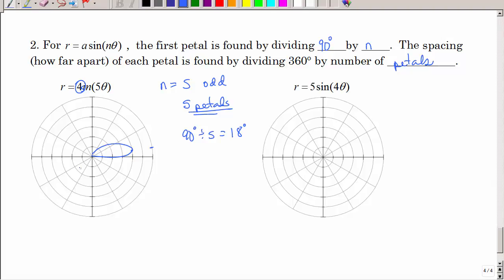Now, what's the spacing? We're going to take 360 and divide by 5. That's still the number of petals. 72. Okay, so our first one was 18. Add 72, and we're going to get 90. Add 72. So let's see, this is about 150, so about right there.